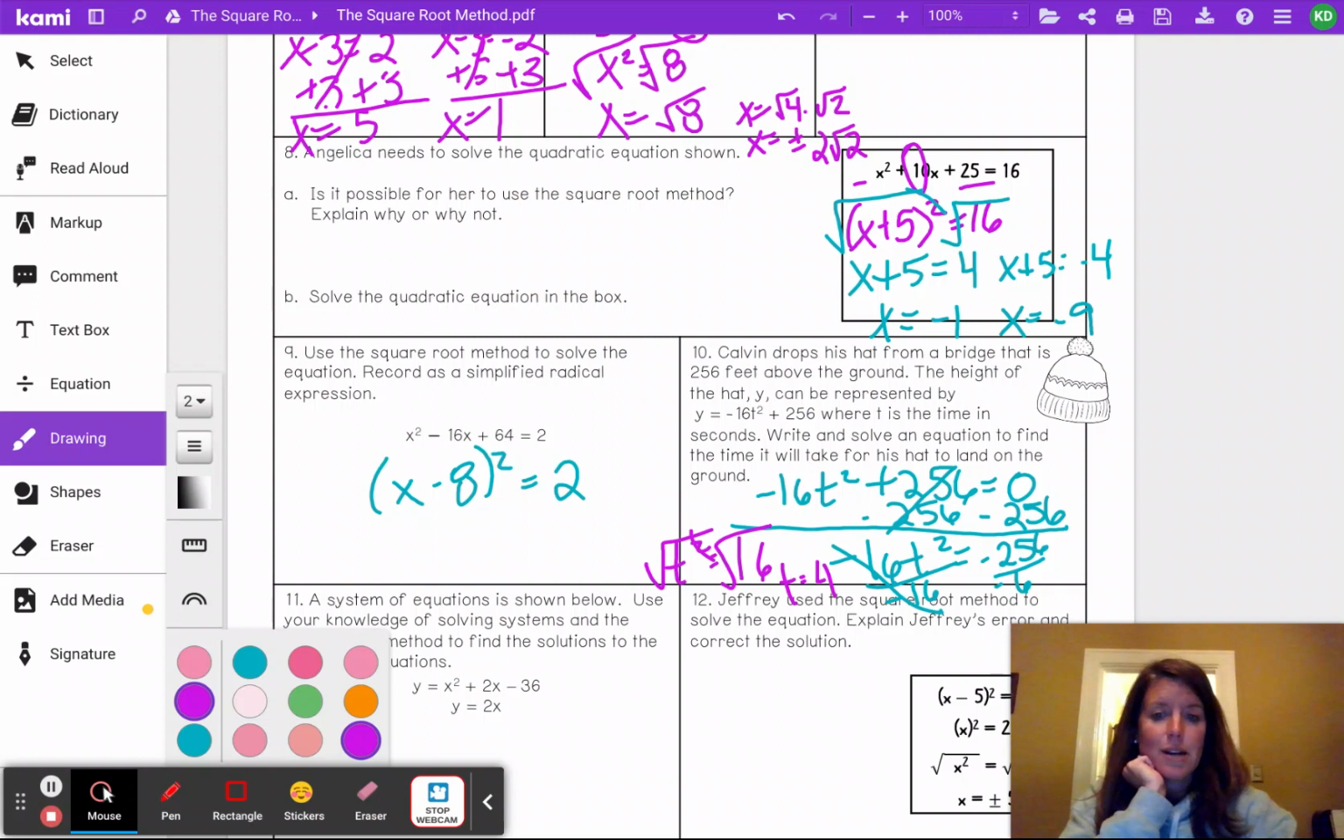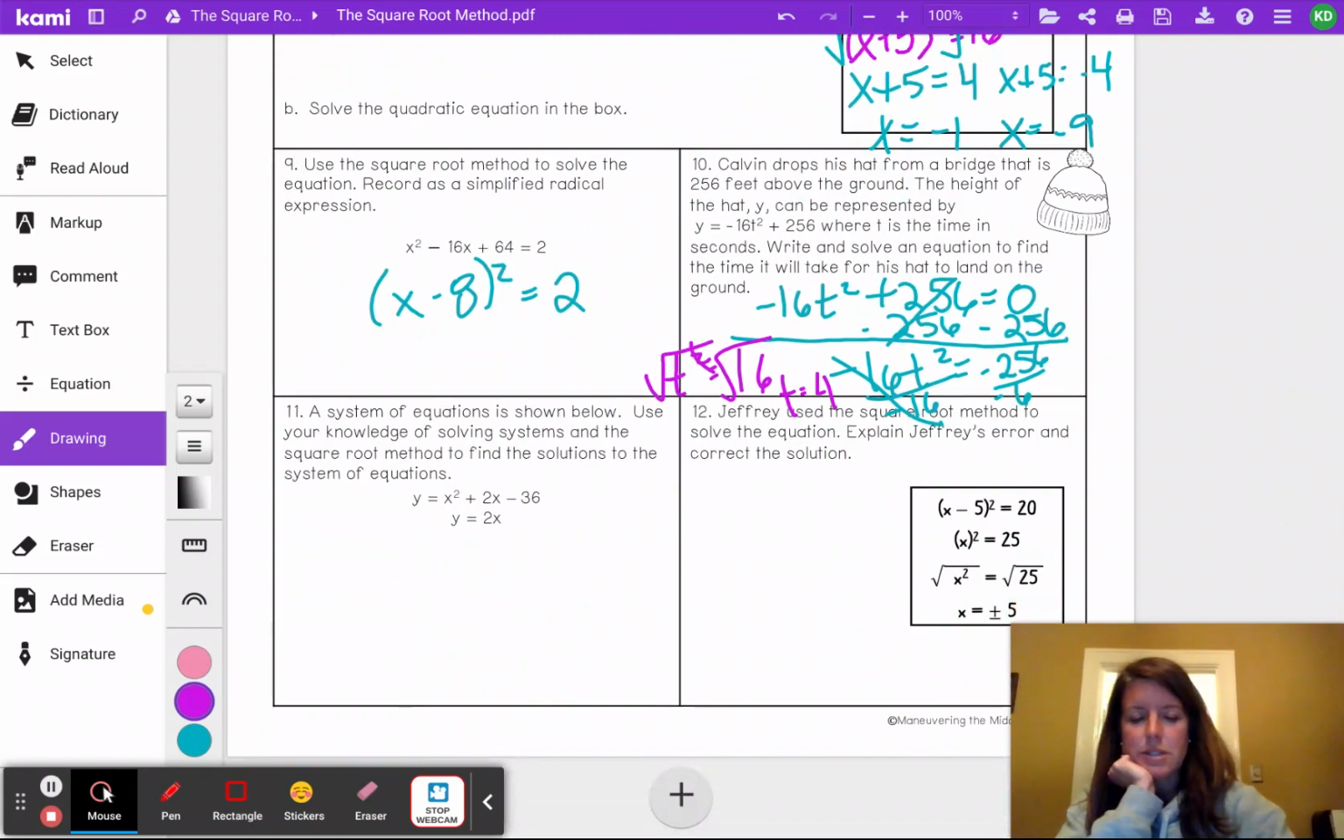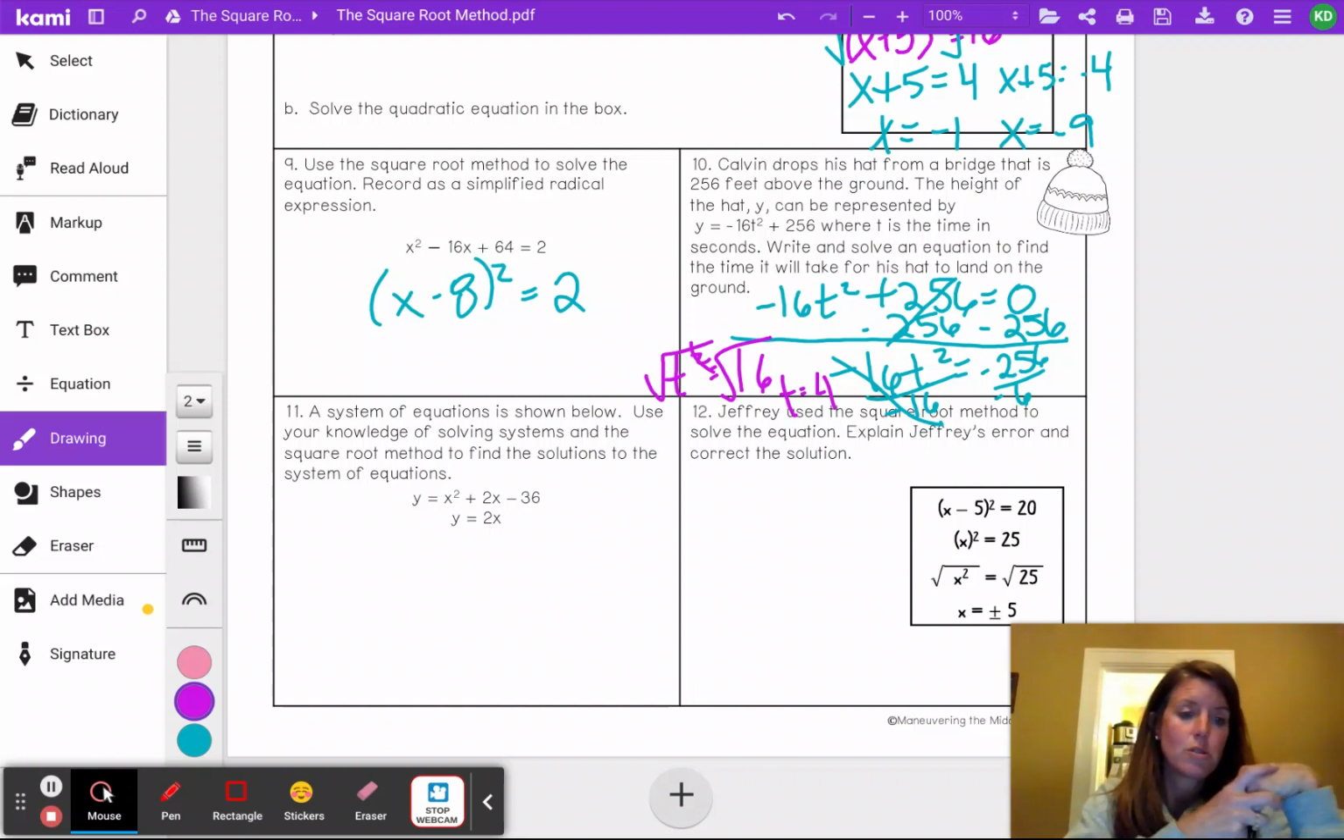All right, now we're going to do systems of equations. I love systems. Okay, and I know you all just love them too. Okay, so we've got our systems of equations. It says to use what you know about systems to solve and then use the square root method to finalize it.